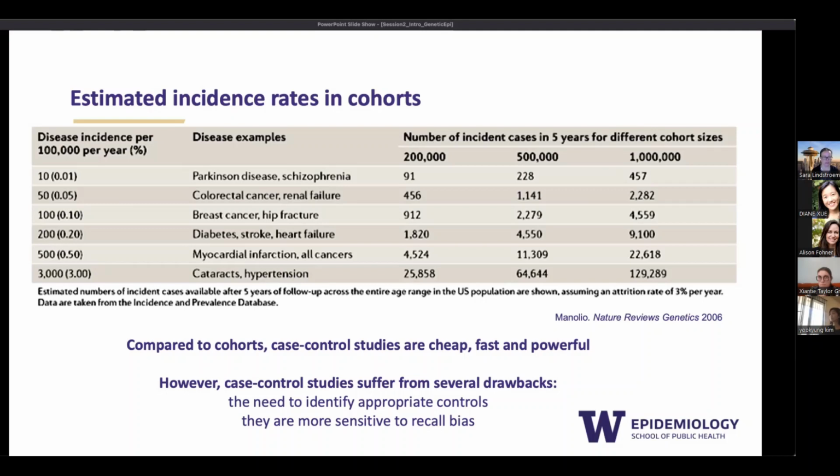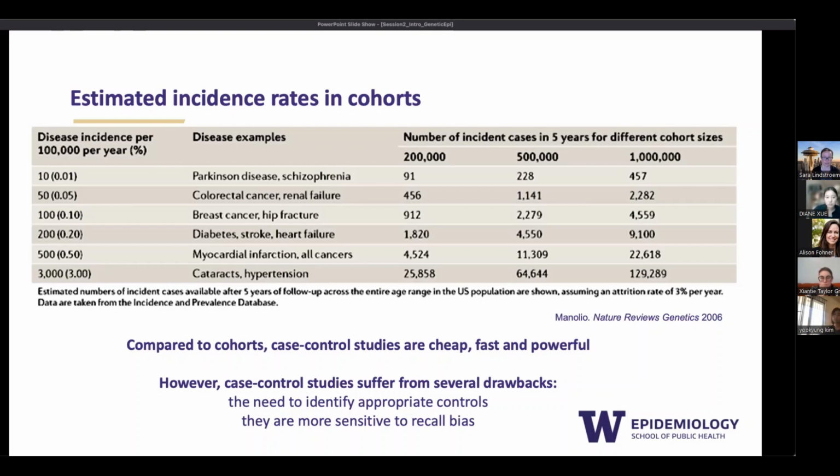So case control studies are cheap and fast. If you want to have 10,000 cases in a case control study, you can go out and only recruit those 10,000 cases and then 10,000 matching controls, whatever it might be. So instead of 1 million individuals, you can go for only 20,000 and you still would have twice as many cases as for a cohort.